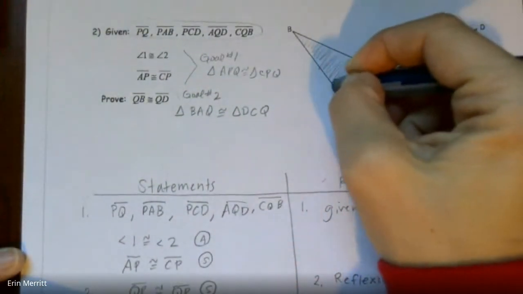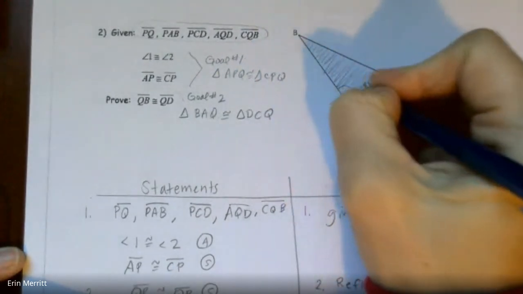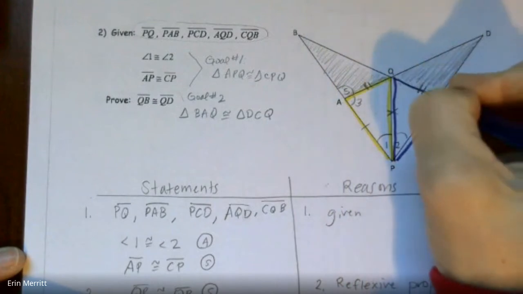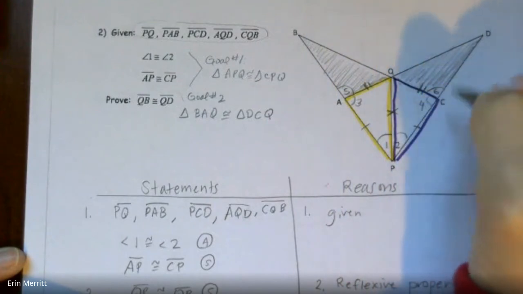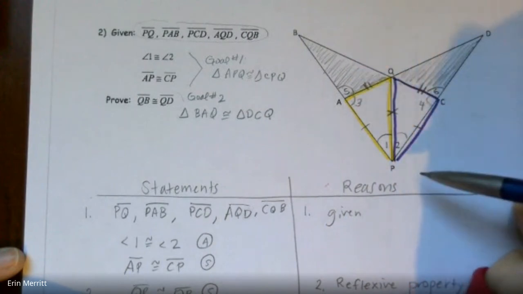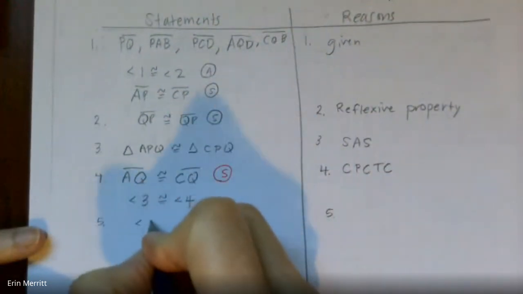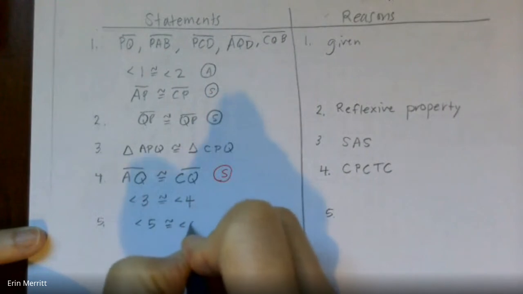Okay, I'm going to give myself a little space here. Let's call the angles next to 3 and 4, let's call them 5 and 6. If 3 and 4 are congruent, 5 and 6 now have to be congruent. That's a pair of angles in the triangles. Now we're moving in the right direction. So we get to say here, angle 5 is congruent to angle 6.